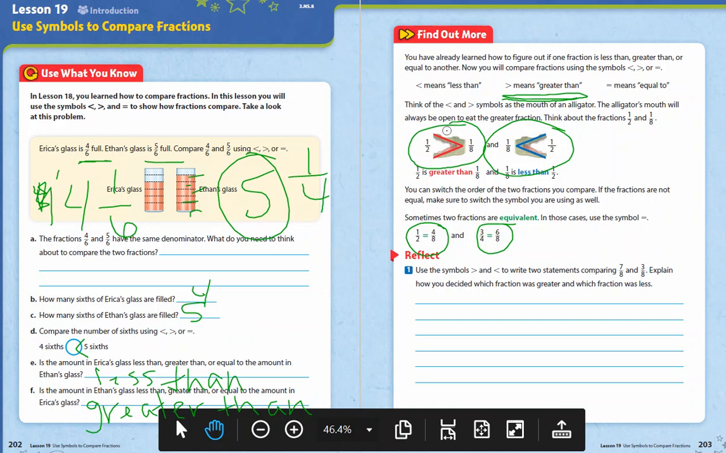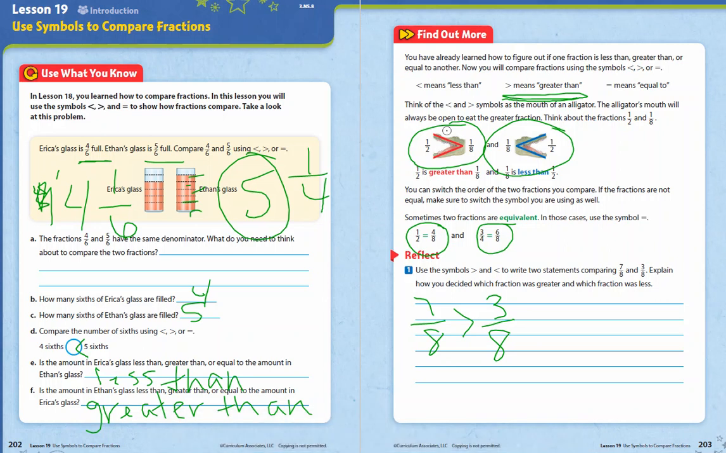All right, so 7/8 is greater than 3/8. How do I know that? Well, there's 7 unit fractions of 1/8, and in the other one, there are 3 unit fractions of 1/8. So 7 is greater than 3. I'm thinking of unit fractions.